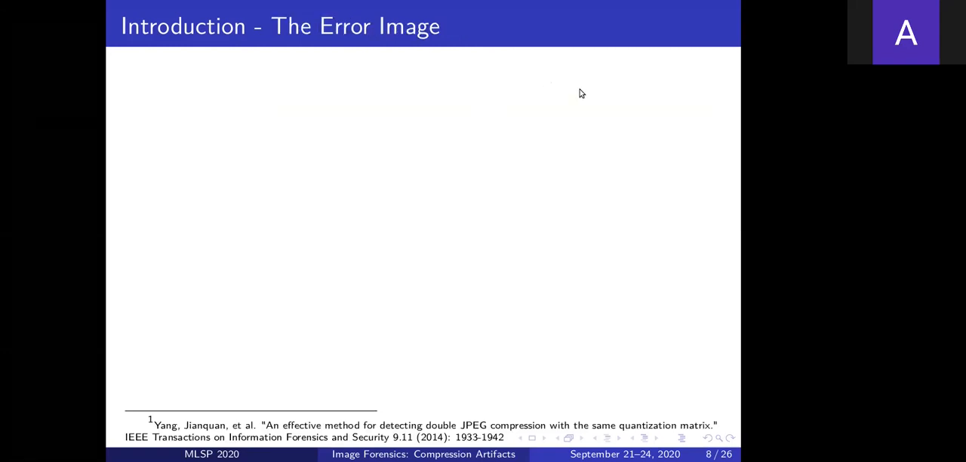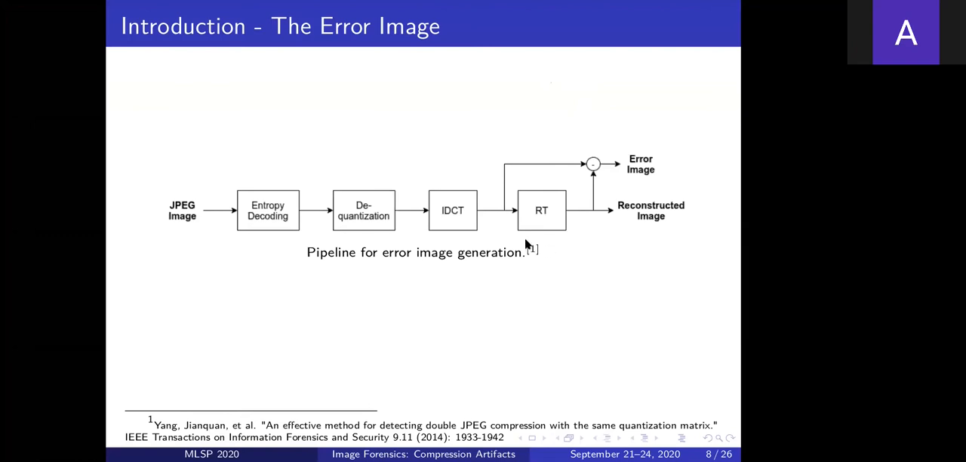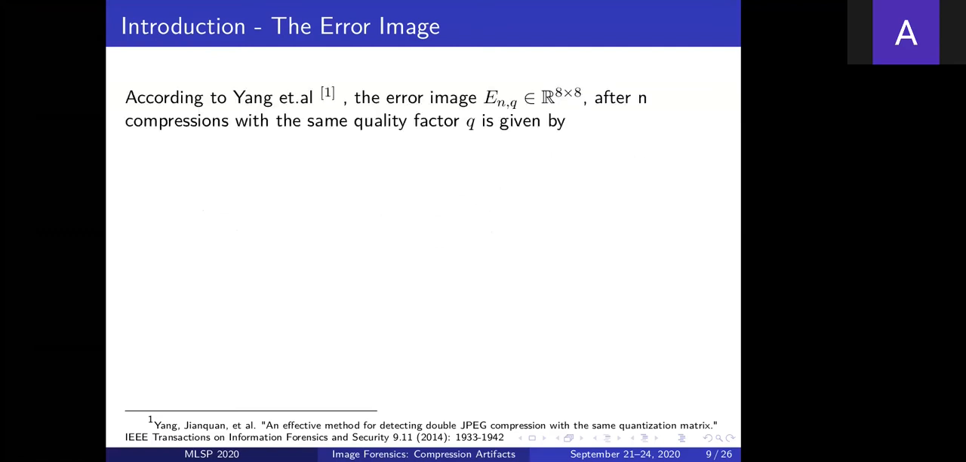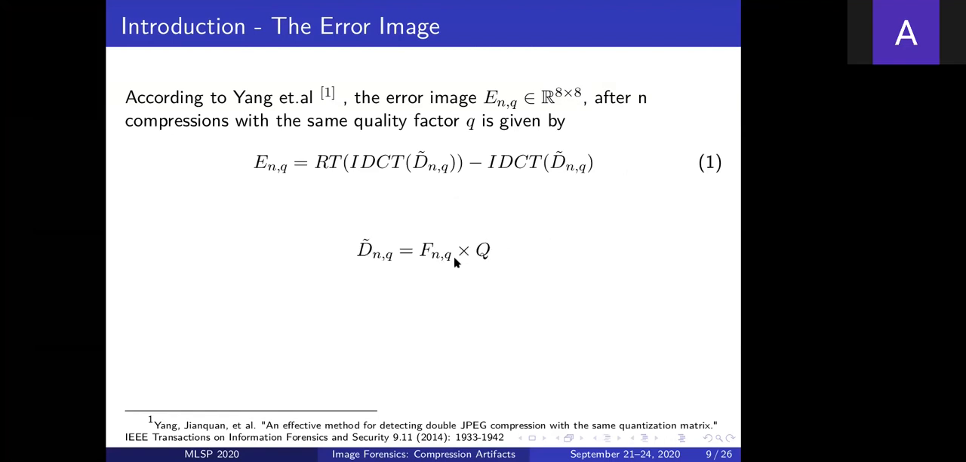We introduce the term error image as a difference between the rounded and truncated version after taking IDCT to the unrounded and untruncated version. Mathematically, as stated by Yang et al., an error image ENQ after n compressions with quality factor Q is defined as follows. Here, DNQ is the dequantized DCT coefficients and F represents the quantized DCT coefficients. The notations are summarized below.